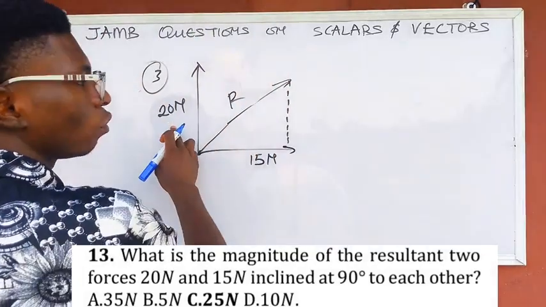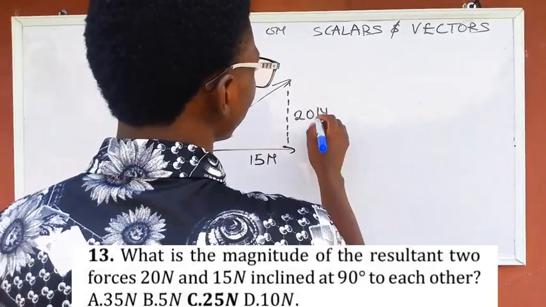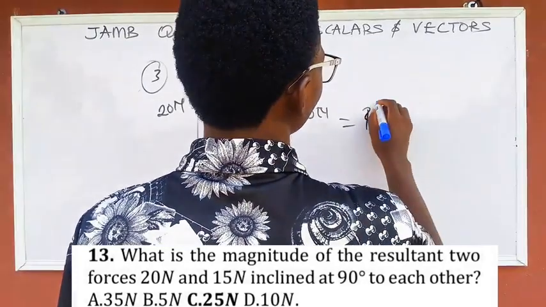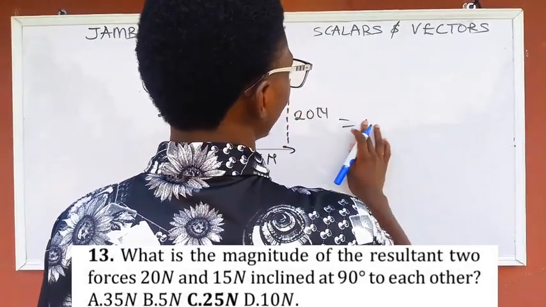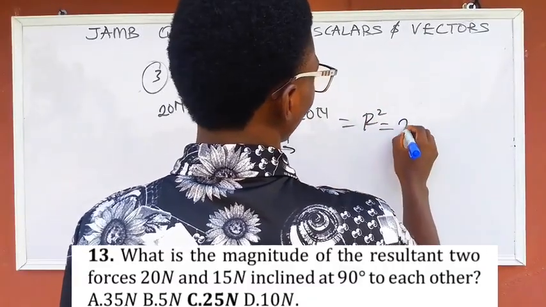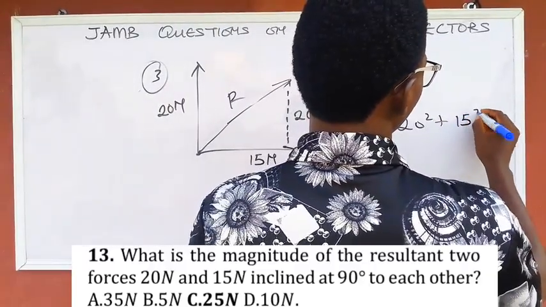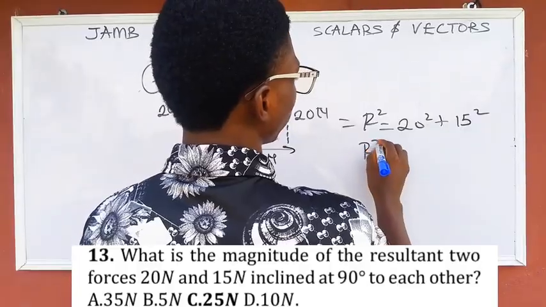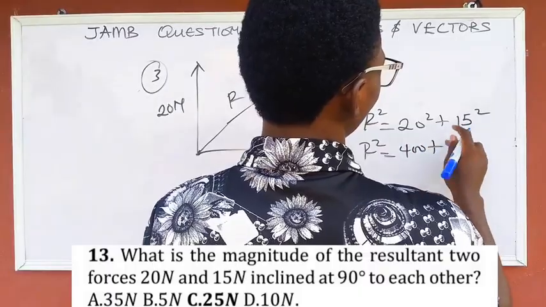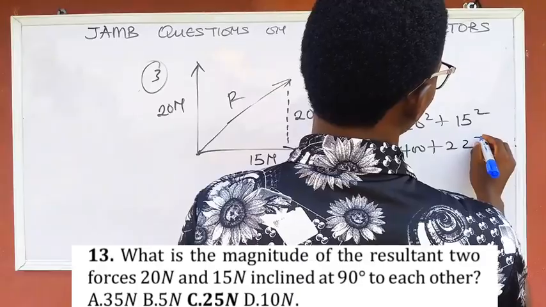So this side will be equal to this side. That will be 20 Newton. We're going to use Pythagoras theorem again to get the answer, which is R squared. R squared is equal to 20 squared plus 15 squared. So R squared now, 20 times 20, that will be 400. 15 times 15, that will be 225. Am I right? Yeah, that's 225.